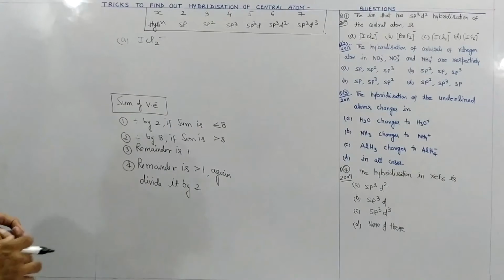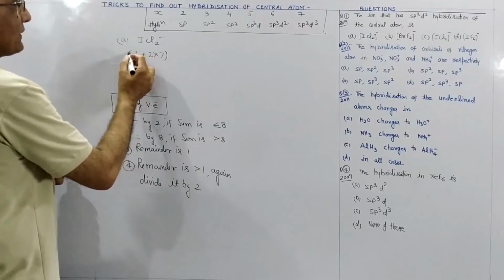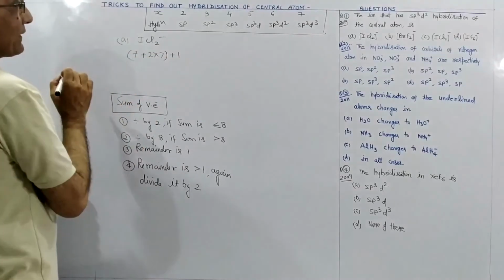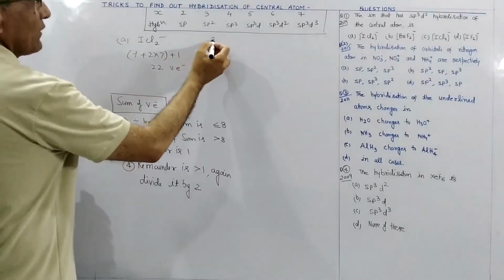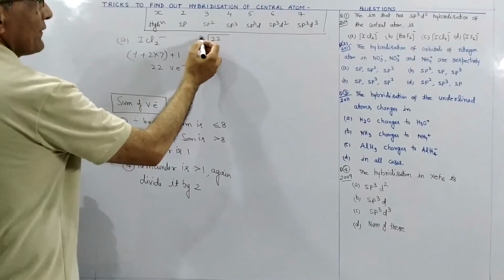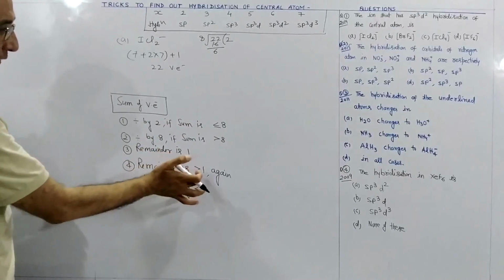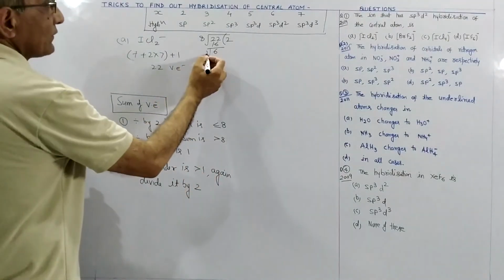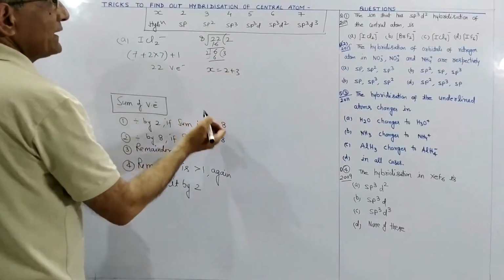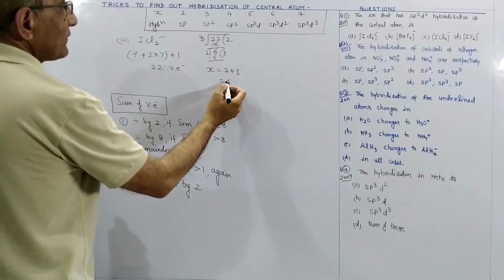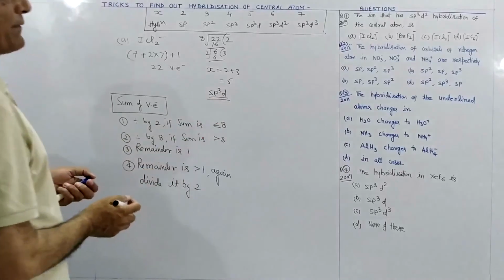Halogens have 7 valence electrons. So 7 plus 2 into 7. Negative charge means you have to add it here. So total it will be 22 valence electrons. Now this 22 you have to divide by 8. You will get 2, remainder 6. If remainder is more than 1, again divide it by 2. Now 2, 3. Now X value will be 2 plus 3, 5. It means hybridization will be sp3d. So this species carries sp3d hybridization.